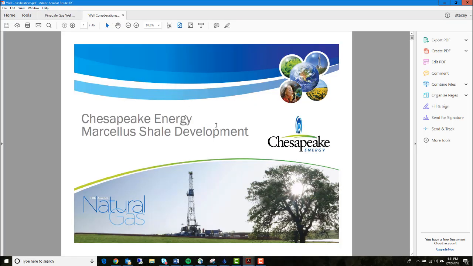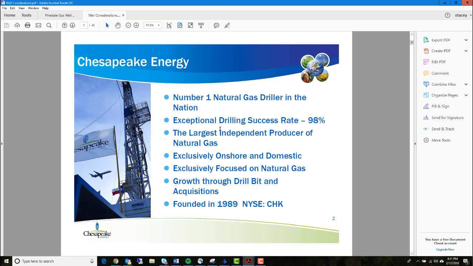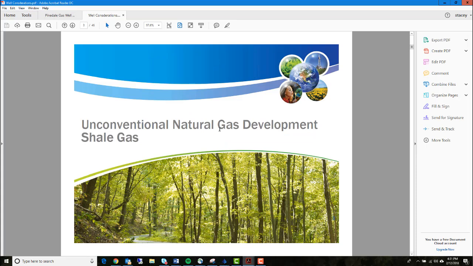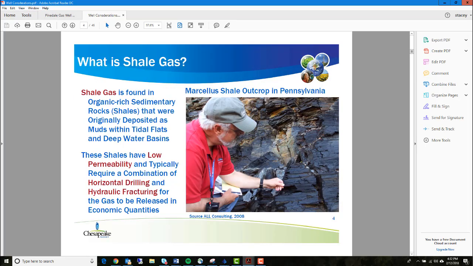Now here's a good one from Chesapeake about the Marcellus Shale work up in Ohio. And looking at the unconventional, they're going into tight gas, very small horizons or strata that has natural gas in it, and trying to get to that. So shale is an organic-rich sedimentary rock that originally deposited mud within the tidal flats and deep water basins. And these shales have low permeability, typically requiring a combination of horizontal drilling and hydraulic fracturing for gas to be released in an economic quantity. So they go in here and they're full of natural gas that will burn and we're able to get it.